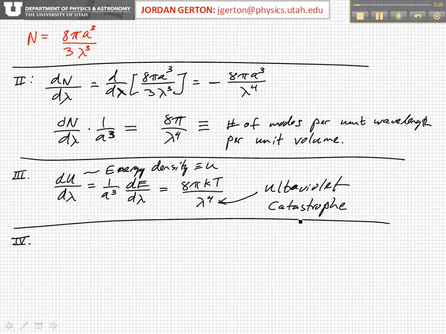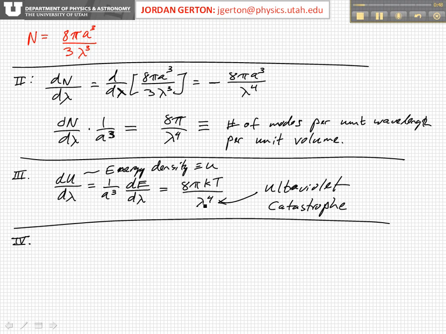It's not compatible with Wien's law. It's not compatible with the Stefan-Boltzmann law. If you integrate this over wavelength, you'll get the total power for a particular temperature, and that clearly diverges because this diverges at small values of wavelength, and that's again not compatible with the Stefan-Boltzmann law.